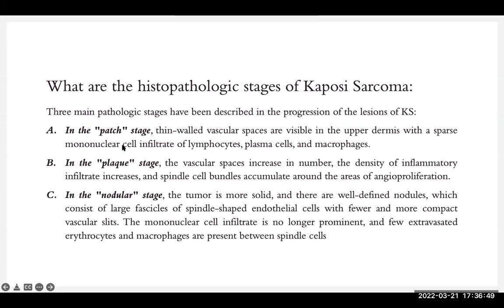So you have these three phases. You have the patch, plaque, and nodular phase. And last week we went through these terms and what they mean. So we'll not go through them again. So the hallmark of patch is basically angiogenesis. And then plaque basically is inflammation. So you have an increased density of inflammatory cells. And then in the nodular one, now you have proliferation of spindle cells.